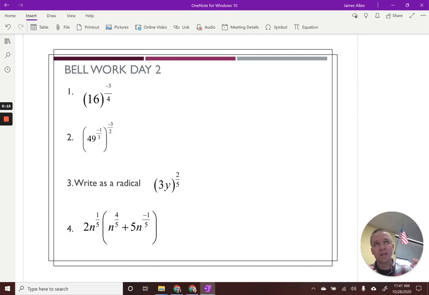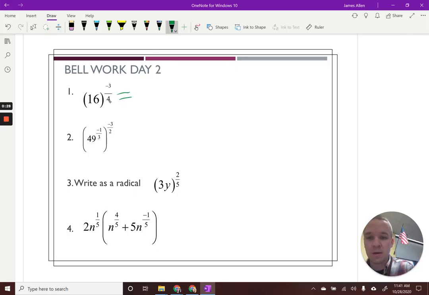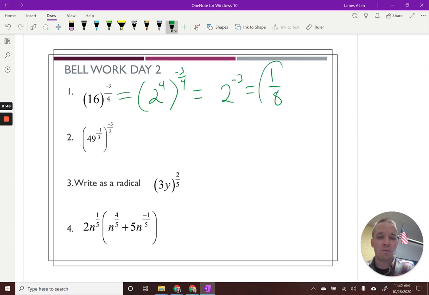Remember, our goal here is to get a base and then have that exponent match the denominator of that rational exponent. So can I write 16 as something to the power of 4? Yes, I can. That would be 2 to the 4th power raised to the negative 3 over 4. I distribute that in, right? My exponent rules are when I have a power to a power, I multiply the exponents. That'll give me 2 to the negative 3rd, which is 1 over 2 to the 3rd, which would be 1 over 8. Excellent. So far, so good.